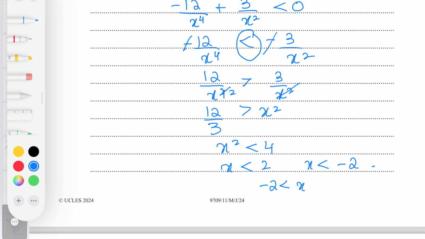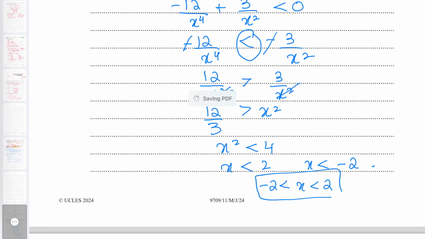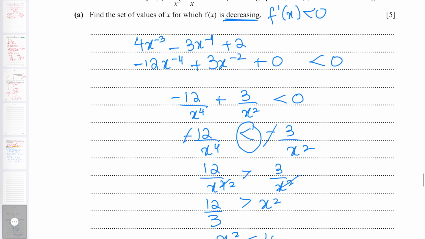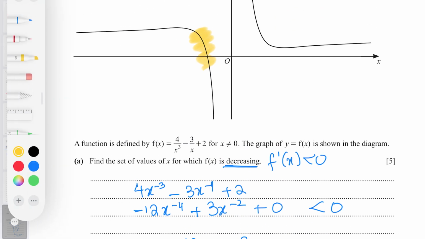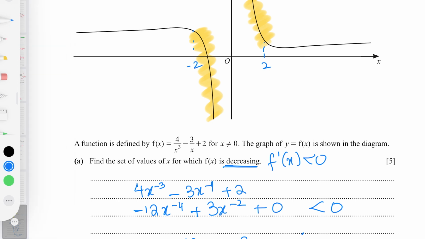Minus 2 से लेकर it will become till 2. Now let's look at the graph. From minus 2 to 2, it is a decreasing function. So you can clearly see from the graph that from this part until this part, it's a decreasing function, and then it becomes an increasing function. So most likely this is minus 2 and this ends at 2.